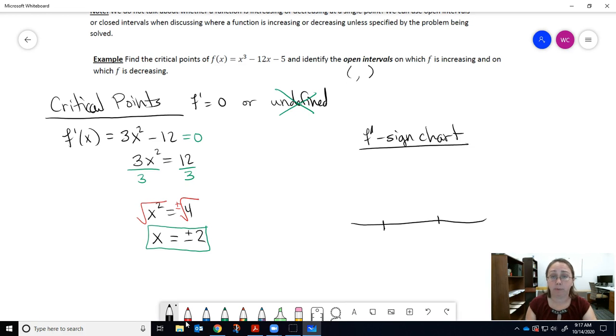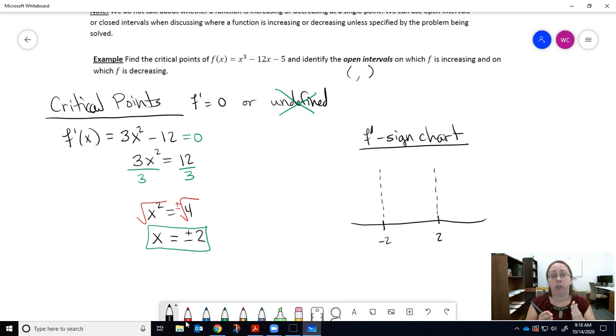All right, so our x values are critical points. We have a -2 and a +2. Make sure you put them in order. So -2 and +2. The critical points, I usually put vertical lines at. I'm trying to denote that these are my critical points. I know that my derivative is 0 there. The question is, what's happening in all the other sections?